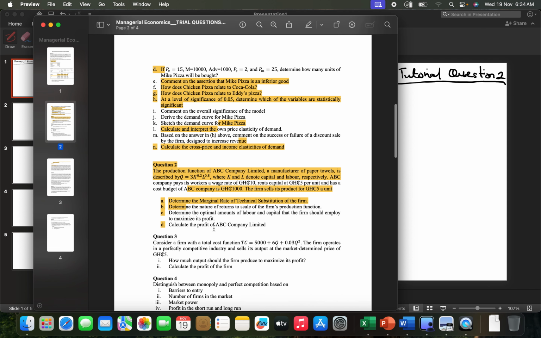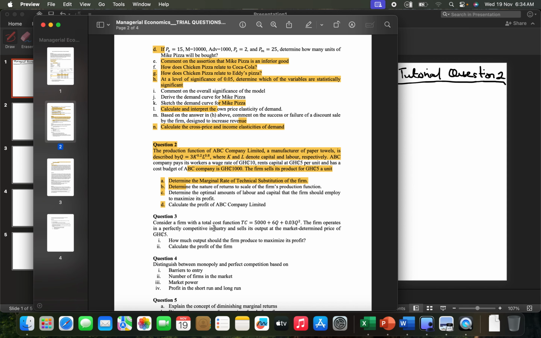Okay, so tutorial question 2 states that the production function of ABC Company Limited, a manufacturer of paper towels, is described by Q = 3K^0.2 L^0.8, where K and L denote capital and labor respectively. ABC Company pays its workers a wage rate of 10 Ghana cedis, rents capital at 5 Ghana cedis per unit, and has a cost budget of 1,000 Ghana cedis. The firm sells its product for 5 Ghana cedis a unit.